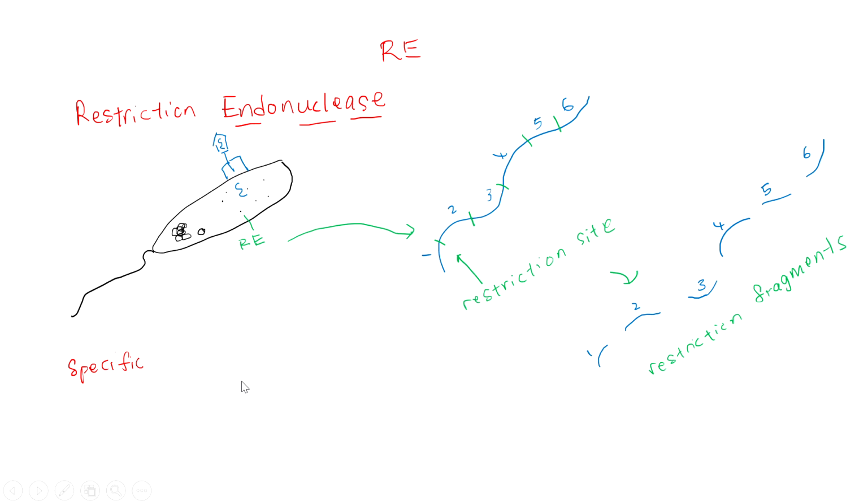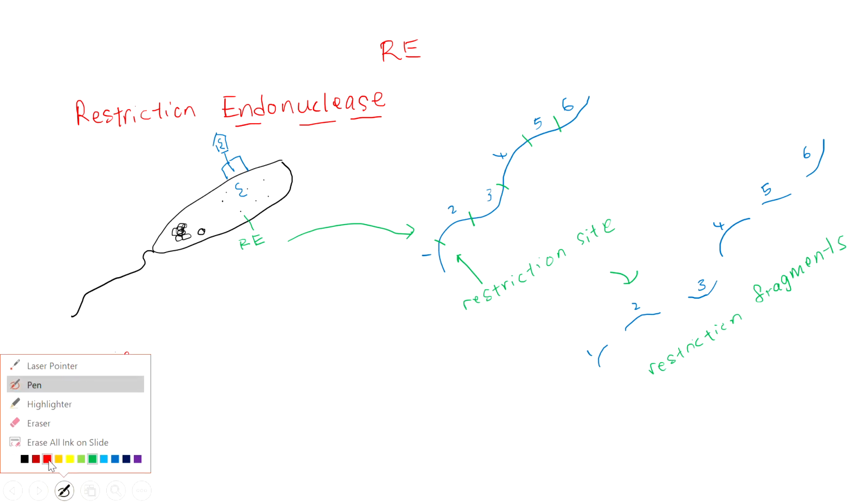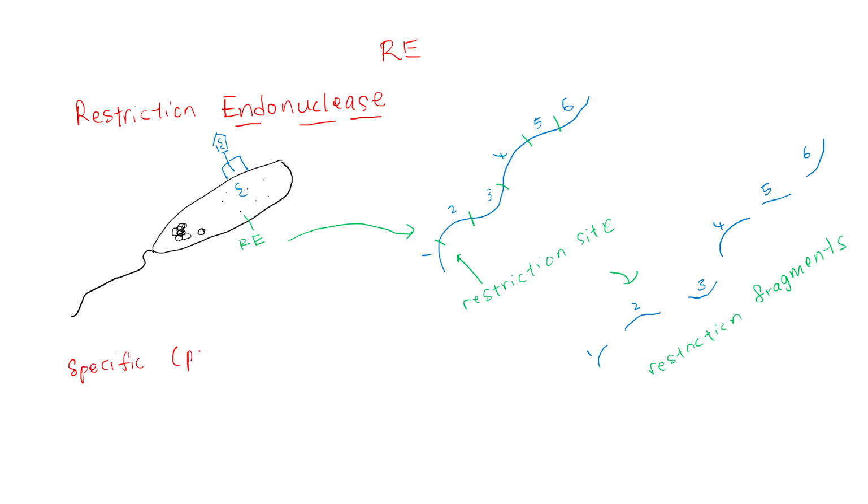Now we already know it is very specific, meaning that they only recognize a specific sequence. And most of the sequences that you can find that are identified by the restriction enzyme are palindromic sequences.